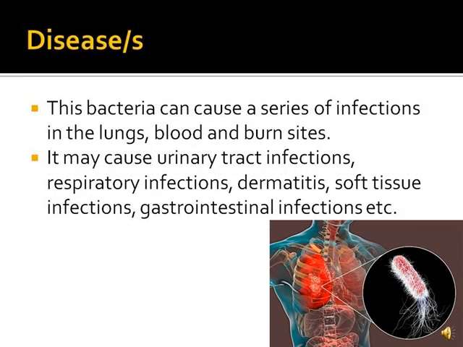This bacterium can cause infections in a variety of ways, ranging from bloodstream infections to chronic lung infections and infections of severe burns, targeting those who are immunocompromised. Some examples include urinary tract infections, respiratory infections, dermatitis, soft tissue infections, gastrointestinal infections, and these are just some of the few that can occur if an individual were to get this bacteria.